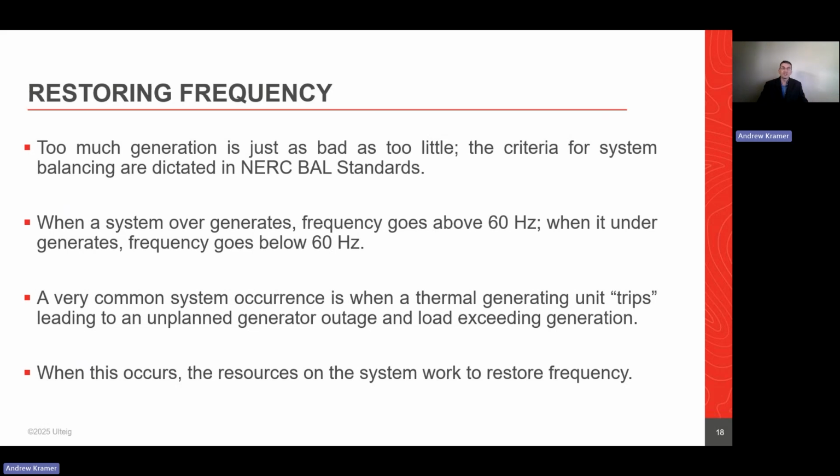When a system overgenerates, frequency goes above 60 hertz. When it undergenerates, frequency goes below 60 hertz, again, as we just mentioned. A very common occurrence is when a thermal generator or series of thermal generating units, quote unquote, trips. That means they go offline. Something happens where the generators just have to shut down. This leads to an unplanned generator outage and load exceeding generation. When this occurs, the resources on the system work to restore frequency, and they all work together to do it. Again, think of the freight train. They're all going to work together and get their speed back up.